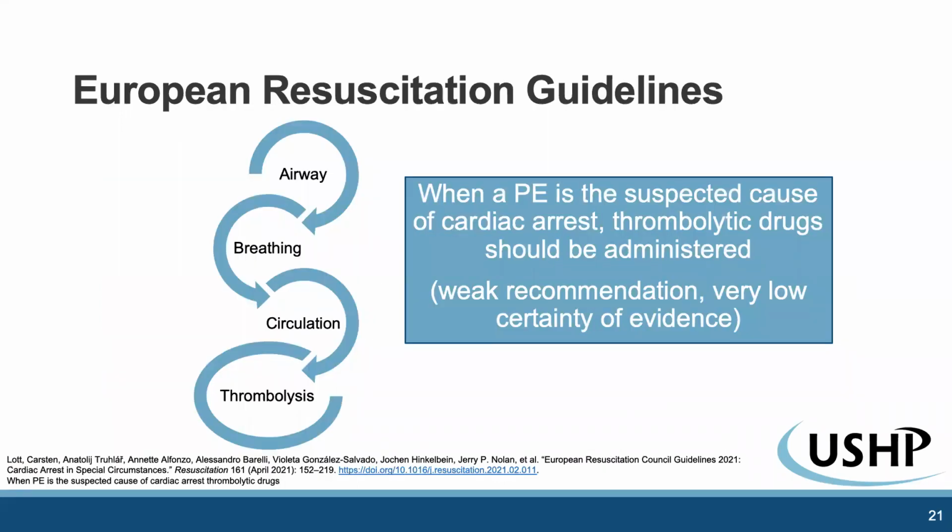When we take a look at the European resuscitation guidelines, they basically break it down into four areas: airway, breathing, circulation, and then thrombolysis. Their recommendation is that when a PE is a suspected cause of cardiac arrest, thrombolytic drugs should be administered. Once again, this is also a weak recommendation with very low certainty of evidence, but all the more consistent with the adult advanced life support recommendations as well.